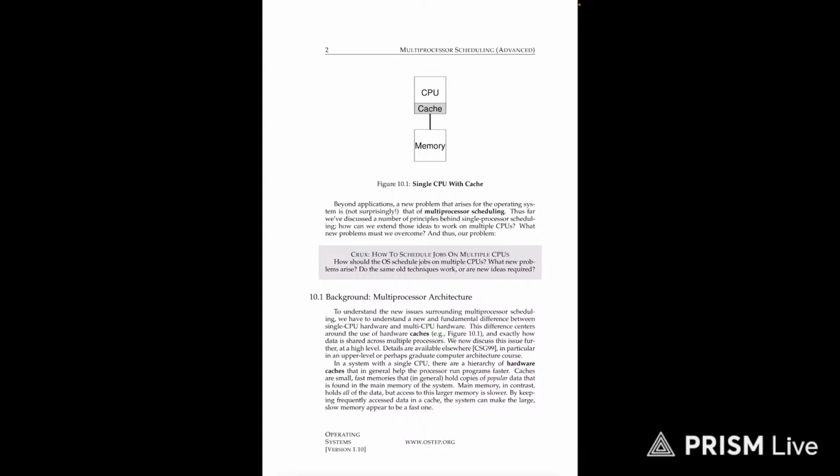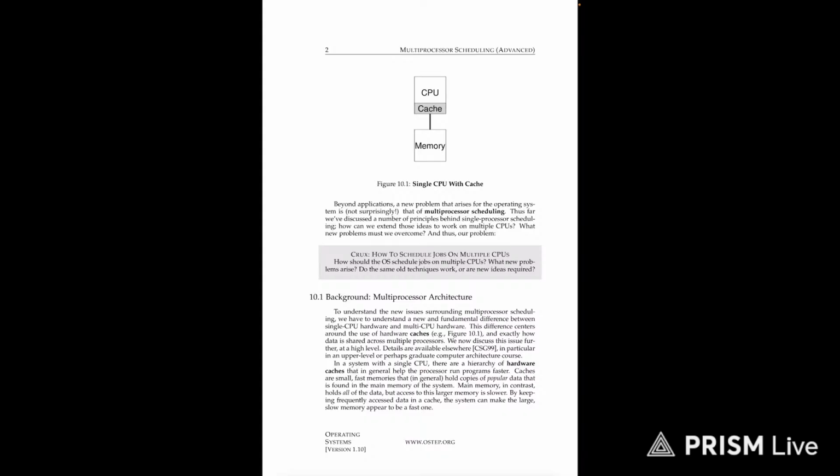So the next part is the single CPU with cache. We can see that it is a single CPU and we have a cache and a memory. The cache and the memory will be interconnected by this bus, and we can see that a single CPU with cache is nothing but a normal cache memory.